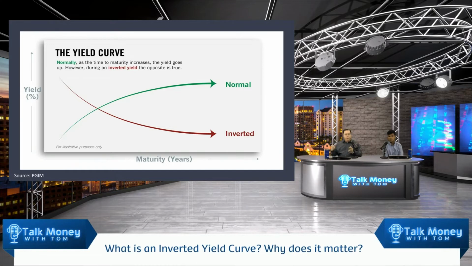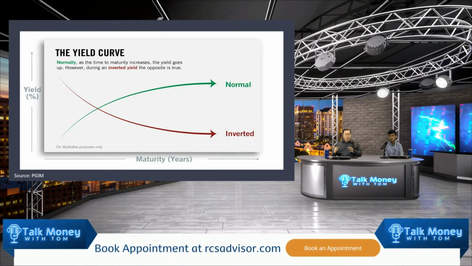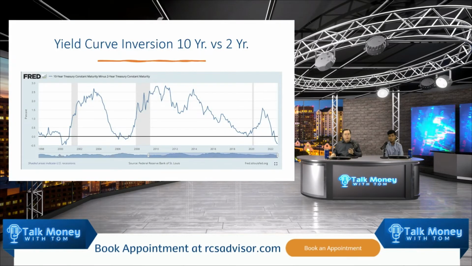I mean, there's supply and demand, and so when you see an inverted yield curve, you are seeing concern about the future. That's how we look at it. And again, why does it matter? Because it precedes some big recessions.